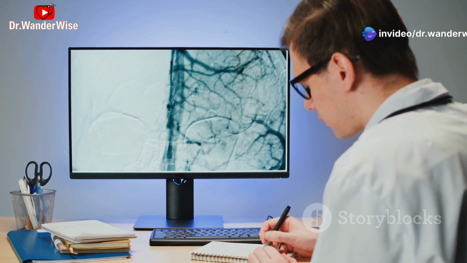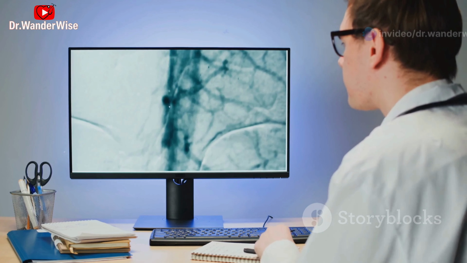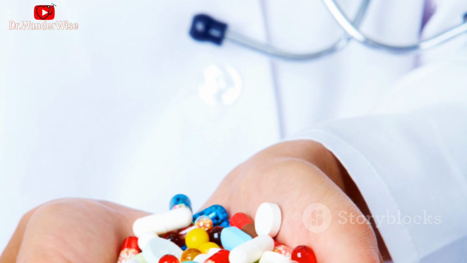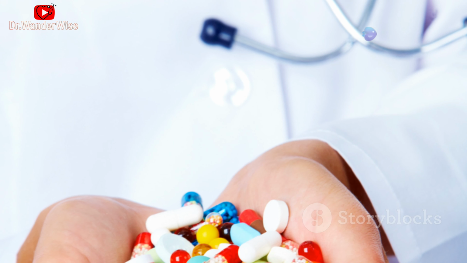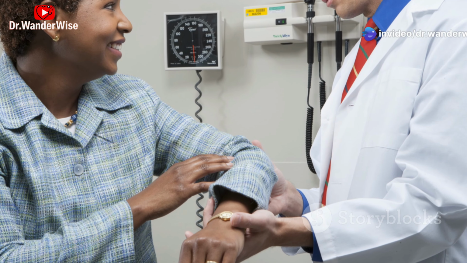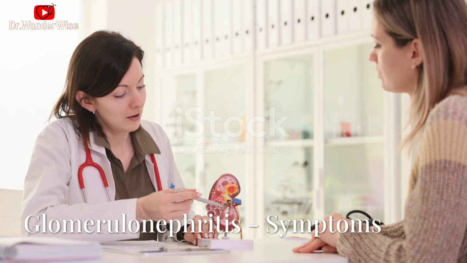3. Vascular disorders, conditions like vasculitis, for example, granulomatosis with polyangiitis. 4. Drugs and toxins, certain medications like NSAIDs and toxic substances can cause glomerular damage. 5. Systemic diseases, conditions like diabetes and hypertension can lead to chronic glomerulonephritis.